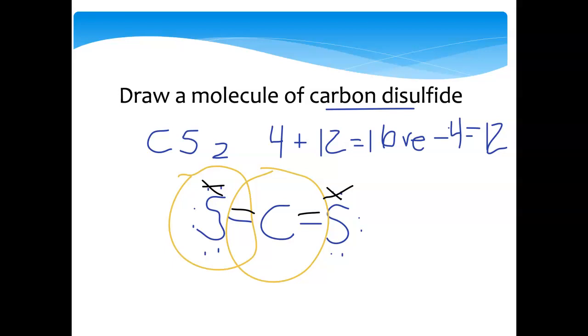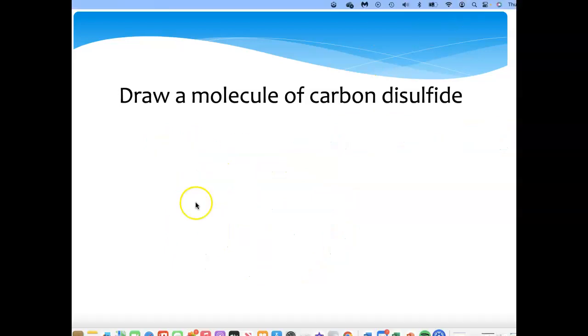And now, let me look. Does everybody have an octet? Yes, and all my electrons are accounted for. Now I can take a look at the electronegativity and the shape of this molecule. Obviously, our shape is linear. We have 2 atoms attached to our central atom and no lone pairs, and I can see it's in a straight line.